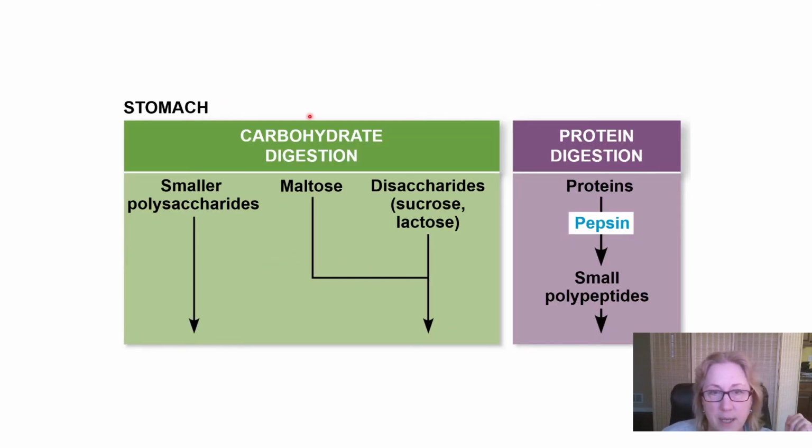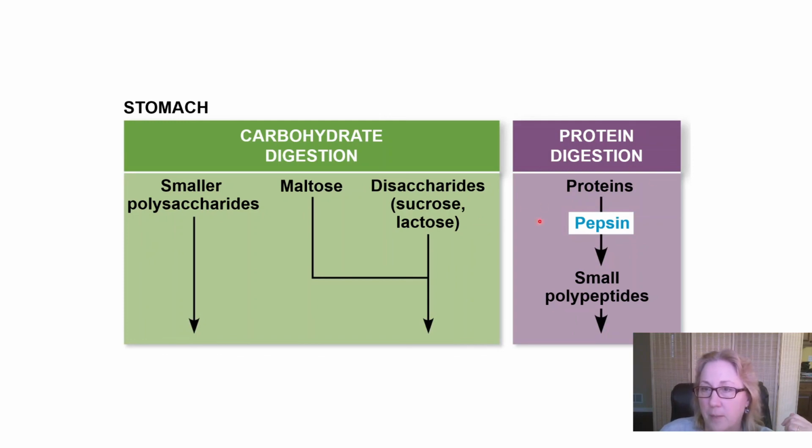Now we go to the stomach, and now we have further digestion. Disaccharides are going to be broken down. The stomach is where, if you as an adult can still digest lactose, that digestion is going to occur. Smaller polysaccharides that are made out of starches are going to be broken down here as well.